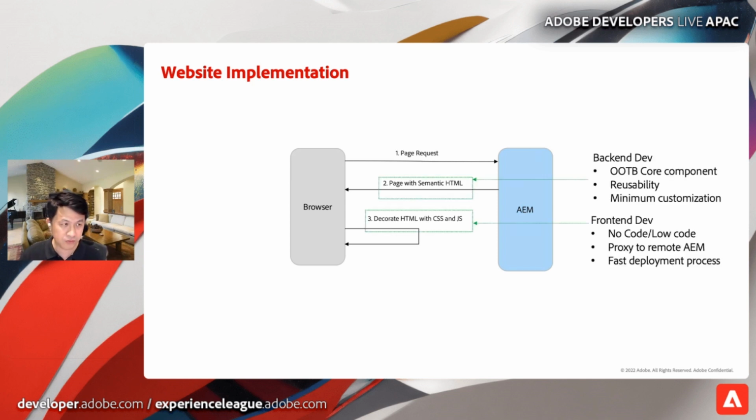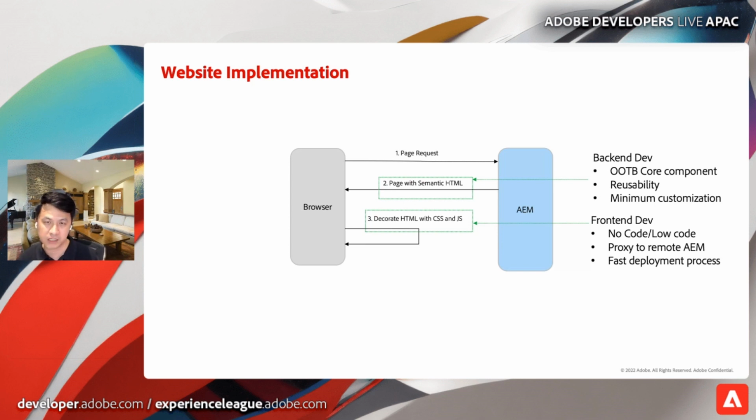So what's the benefit of doing that? Firstly, from the backend development perspective, I'm leveraging all the out-of-the-box core components. I've got good reusability, because if I find the data model and the content model didn't change, I don't bother creating new components. My component catalog will be very minimal.